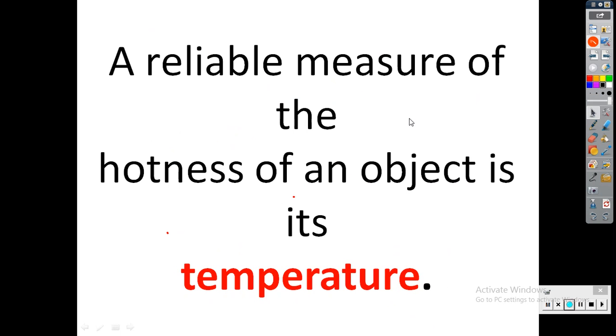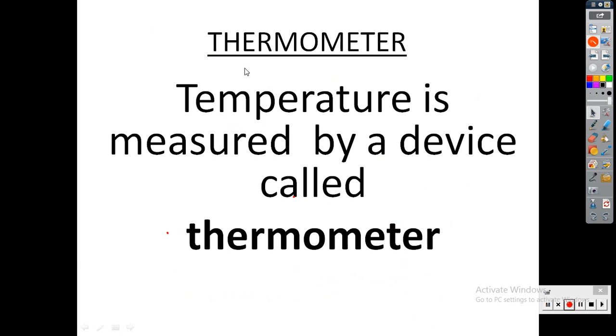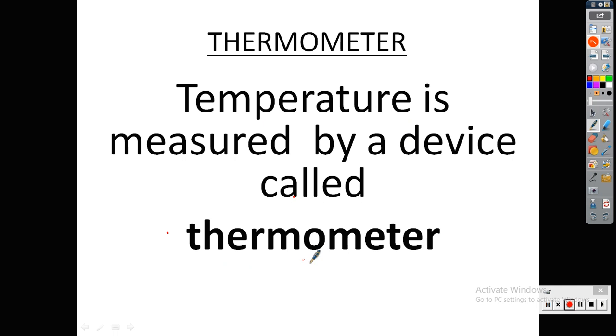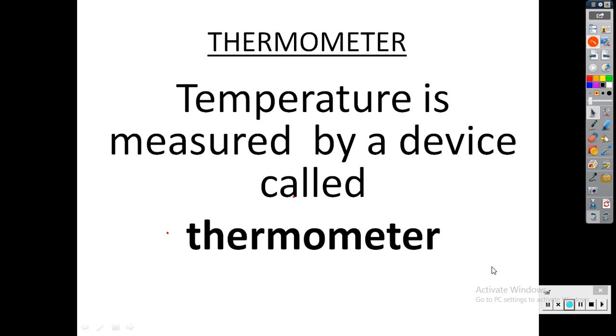For measuring temperature, if we touch an object we feel it is hot, but we cannot find the quantity of the temperature or hotness. The quantity, how hot it is, is measured by a device called a thermometer. A thermometer is a device used to find out the hotness of an object, or the temperature of an object.